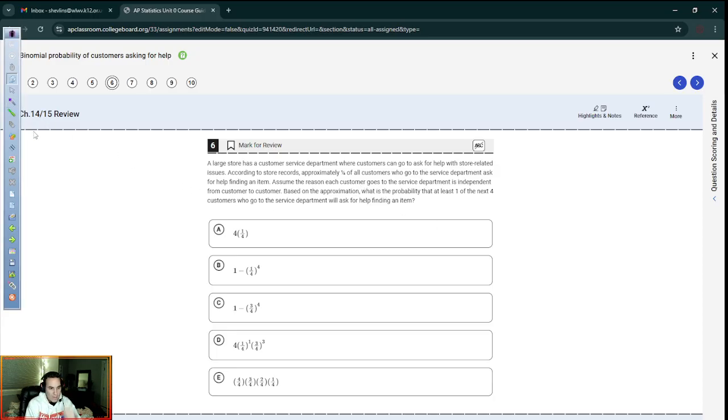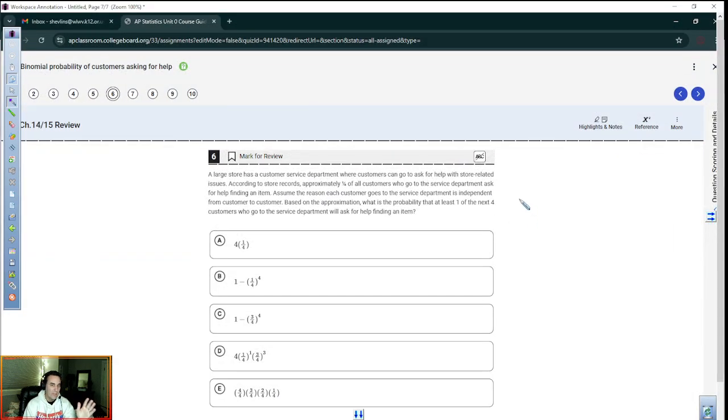Okay, here we go. Basically this is a chapter 14 problem. Sometimes the wording can be tricky. Large stores, people ask for help. According to store records, 1/4 of all customers who go to the service firm ask for help finding an item. So the chance that they will ask for help finding an item will be 1/4.